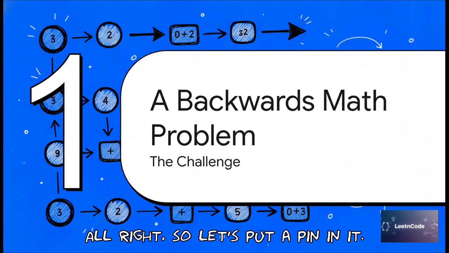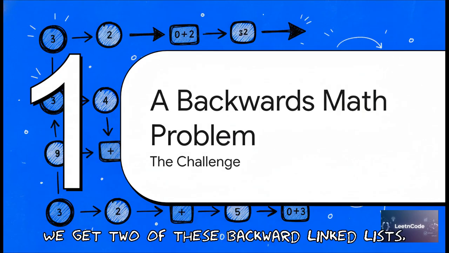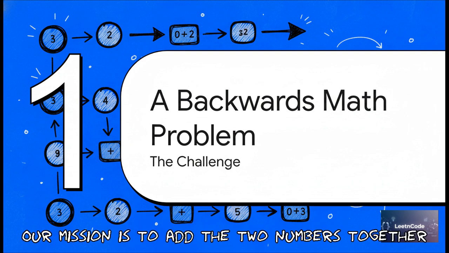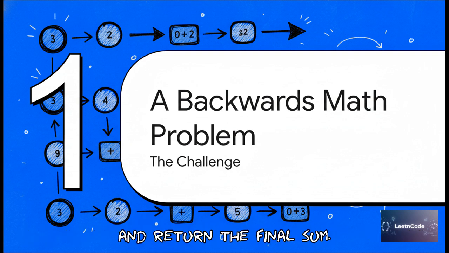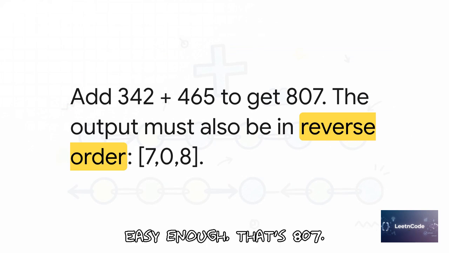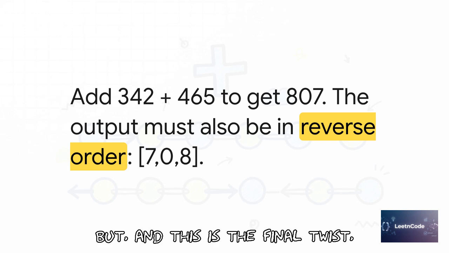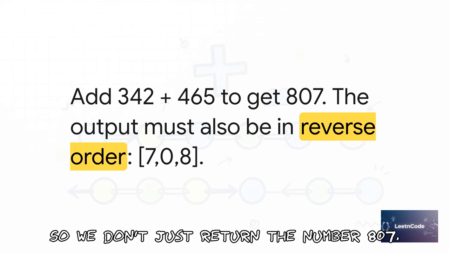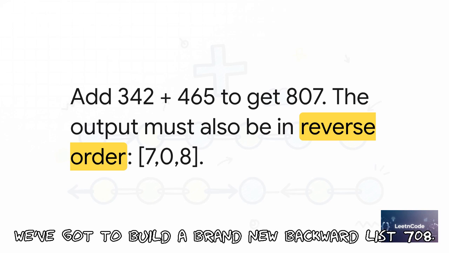All right, so let's put a pin in it. Here's the official problem. We get two of these backward linked lists, where each little link in the chain is holding one digit. Our mission is to add the two numbers together and return the final sum. So using our example, we're adding 342 plus 465. Easy enough, that's 807. But, and this is the final twist, the answer has to be in the same backward format. So we don't just return the number 807, we've got to build a brand new backward list 708.